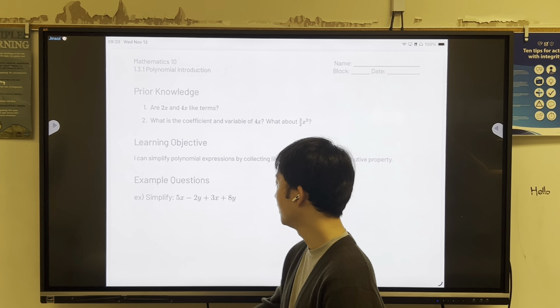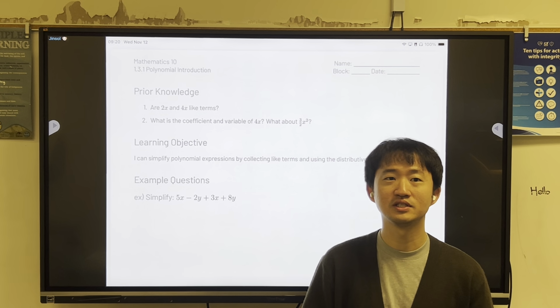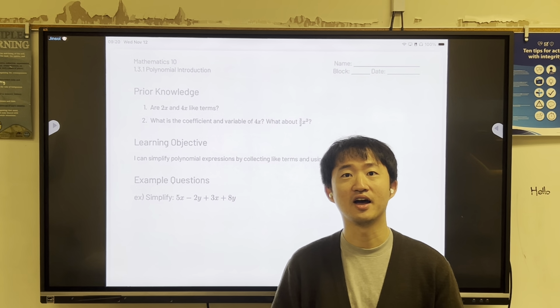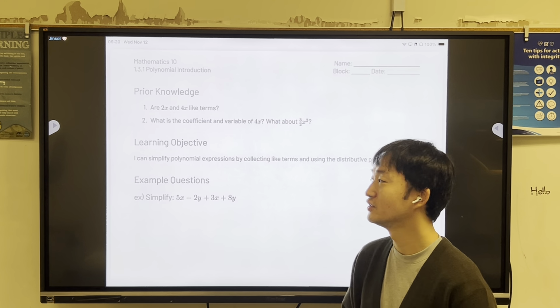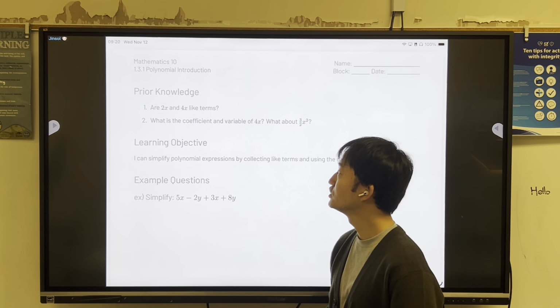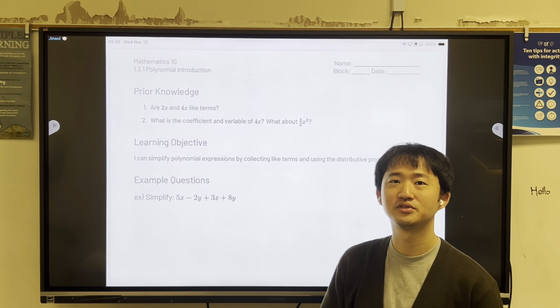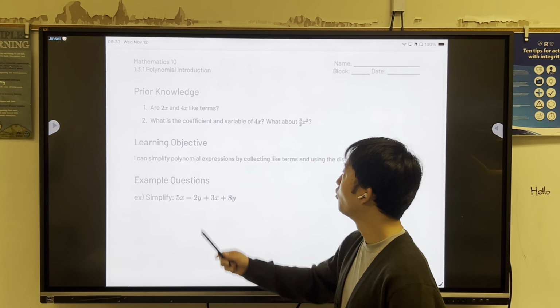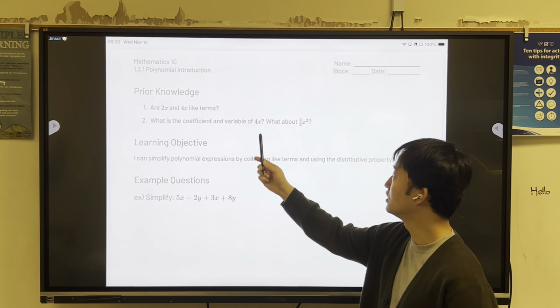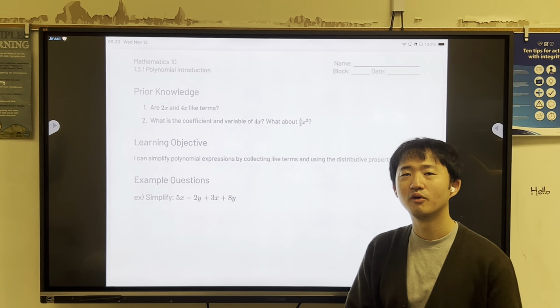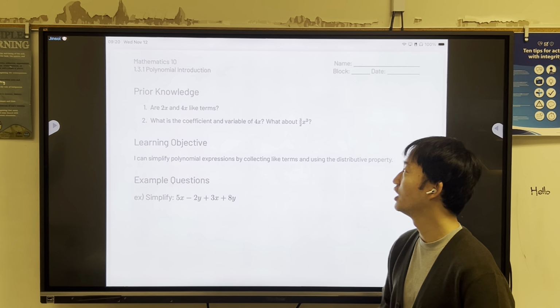So before we start our lesson today, there is some important knowledge that you need to have to understand this material. First question: are 2x and 4x like terms? And what is the coefficient and variable of 4x? What about 3 over 2 x squared?